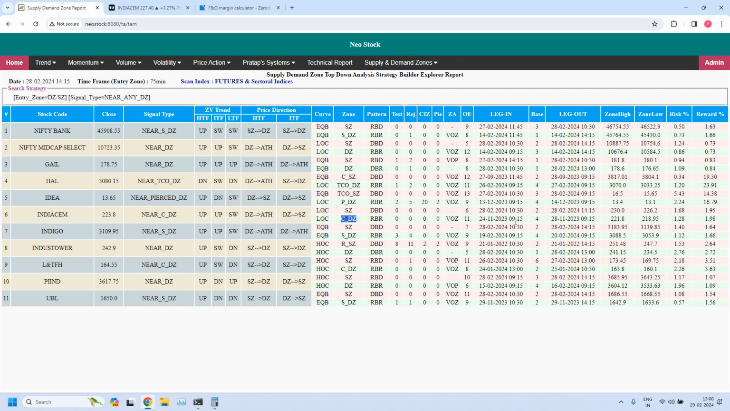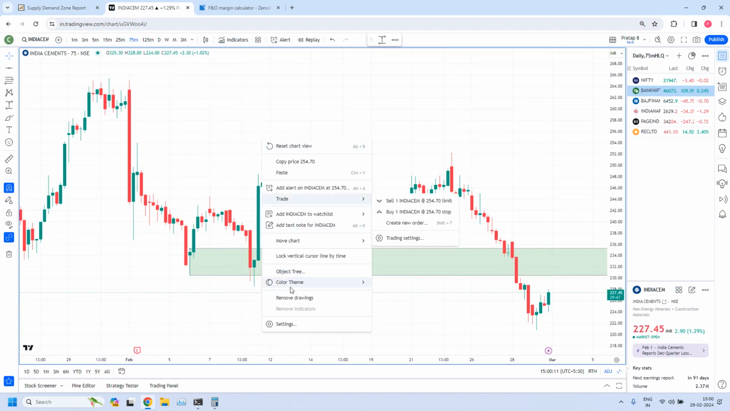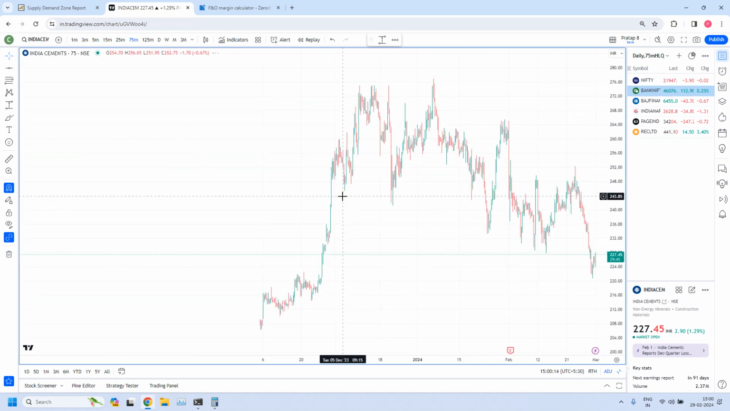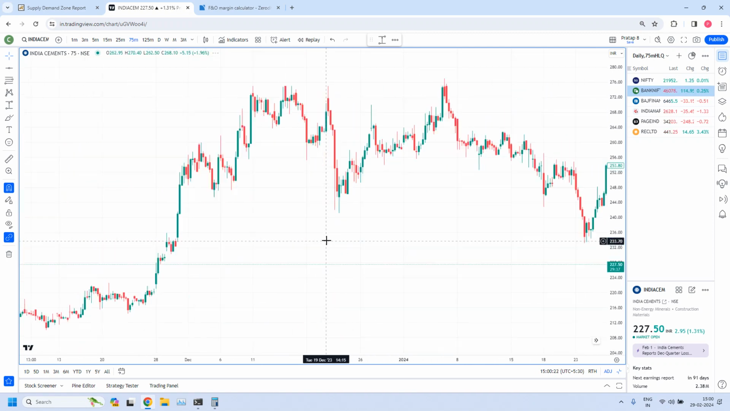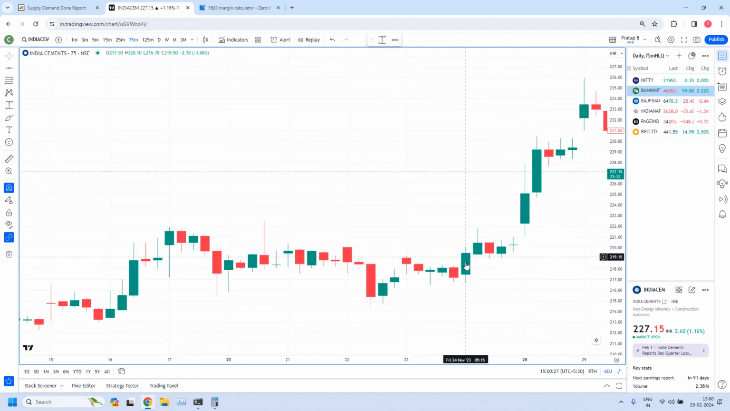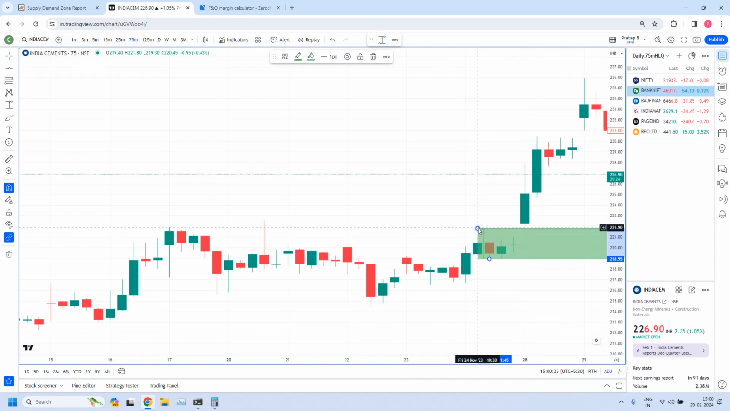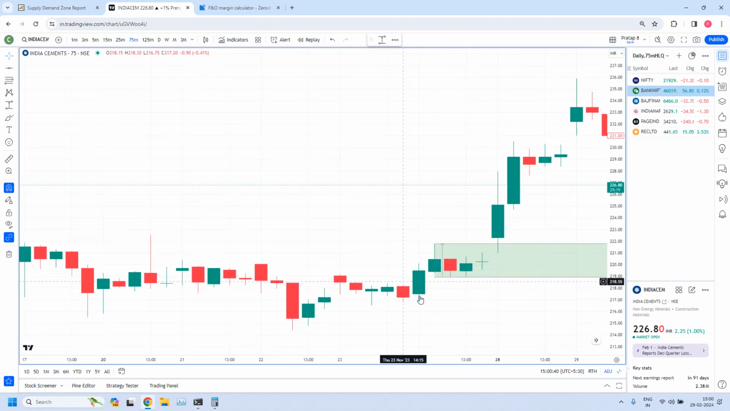This is 24.11, 9:15. 4 base candles. So somewhere here. 24.11 9:15, 4 base candles. That's it. This is a 125 minutes demand zone. Rally base.